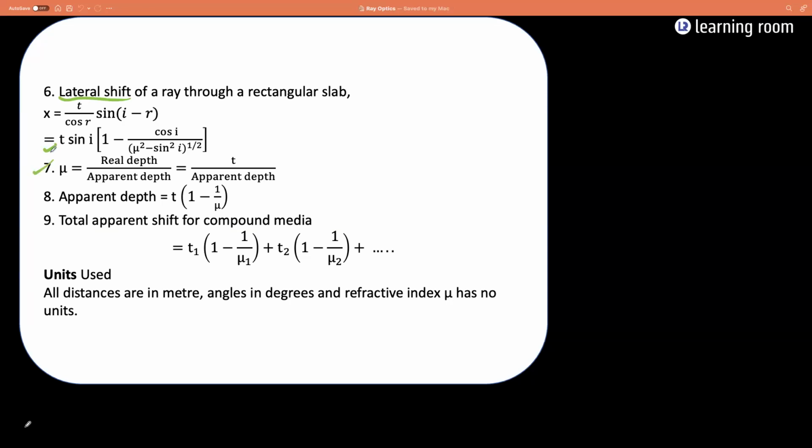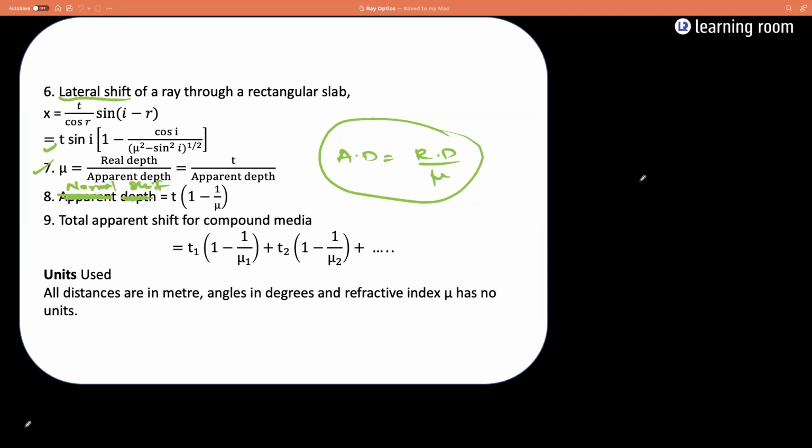And the next concept is the relation between real depth and apparent depth. So apparent depth is equal to real depth divided by mu. Once the real depth is given and you're asked to calculate the apparent depth, divide the real depth by the value of mu. Then this is called normal shift. So normal shift is given as T into 1 minus 1 divided by mu.